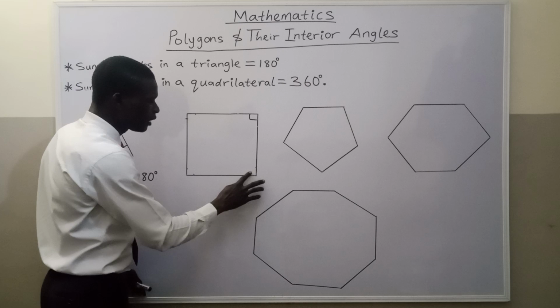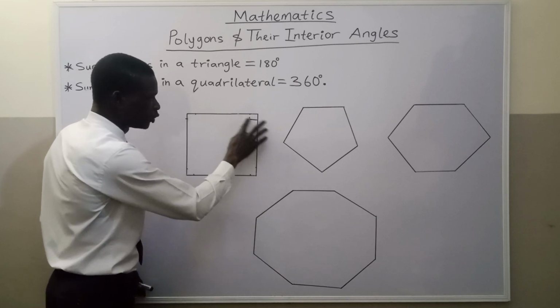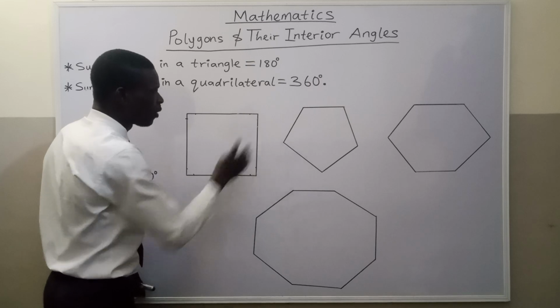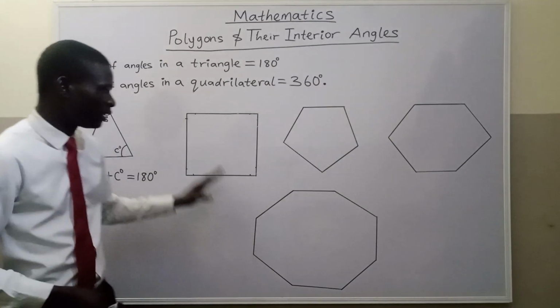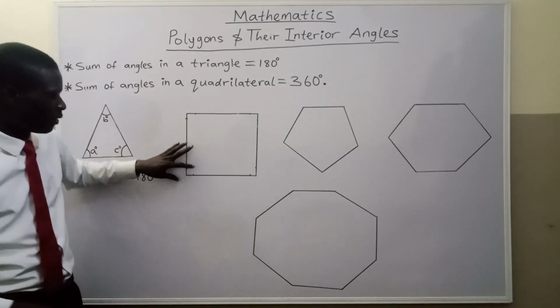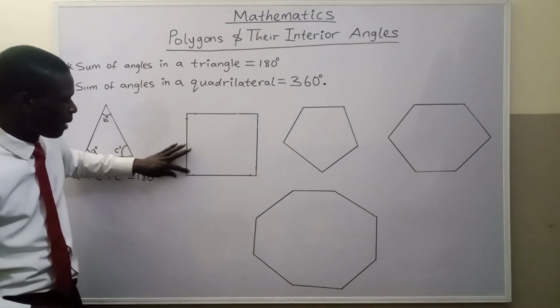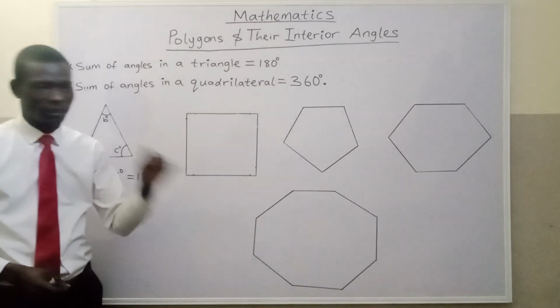Now, I want us to derive something. There is a formula actually. Let us see how each of these polygons that we see here, how the sum of their angles comes about. I'm going to be doing some drawings also, so we are going to be seeing them.